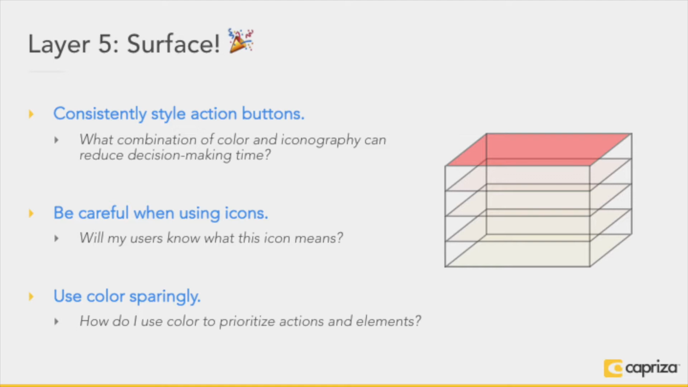First, we'll talk about consistently styling action buttons. What combination of color and iconography can reduce decision-making time? We'll cover some gold standards we recommend. Next, be careful when using icons. Will my users know what this icon means? Use icons sparingly and remember that universal icons are rare. Finally, use color sparingly. How will I use color to prioritize actions and elements?